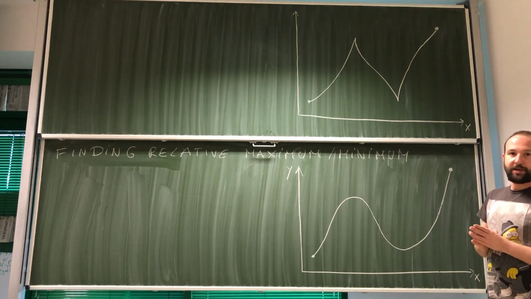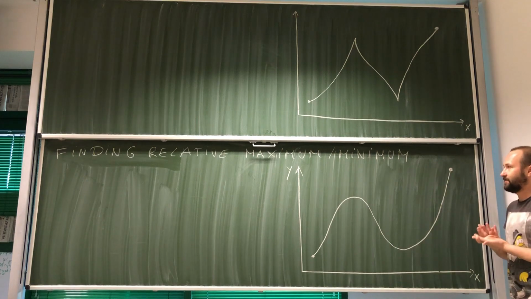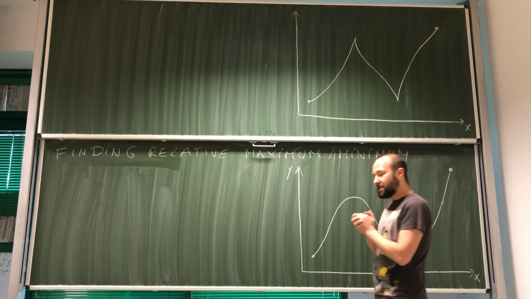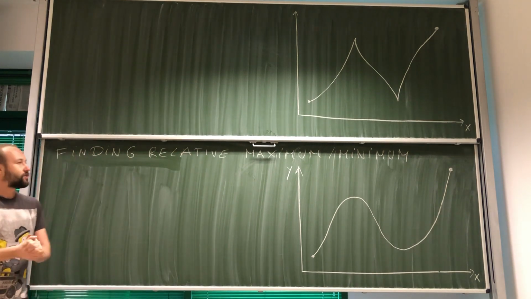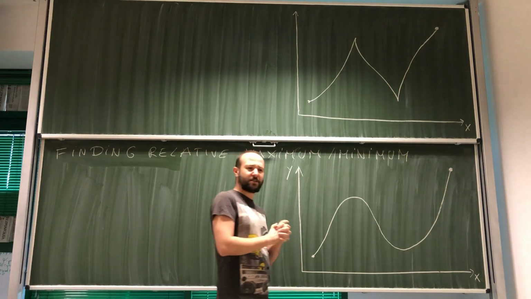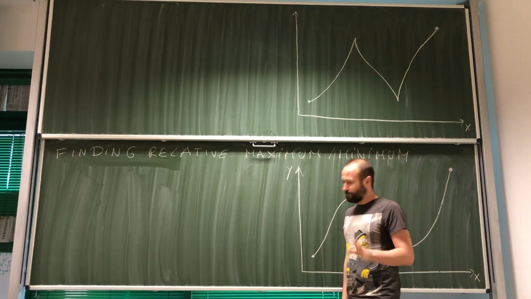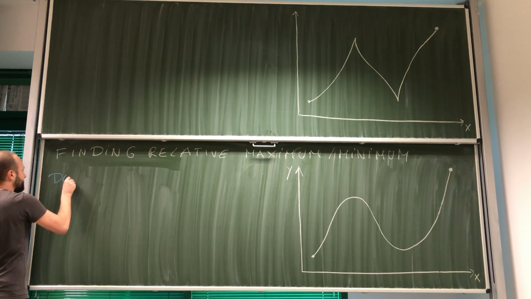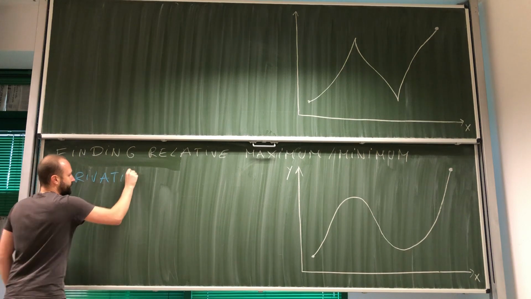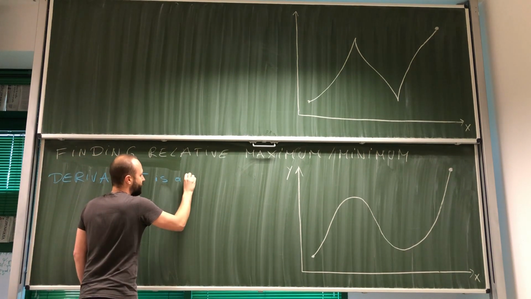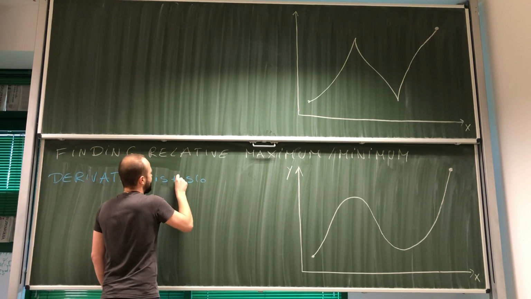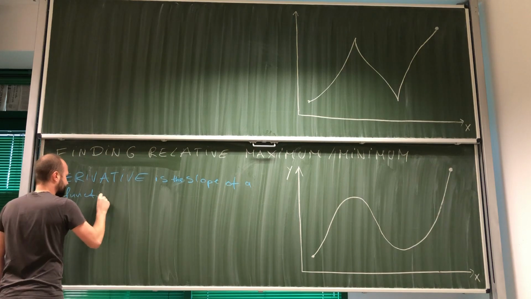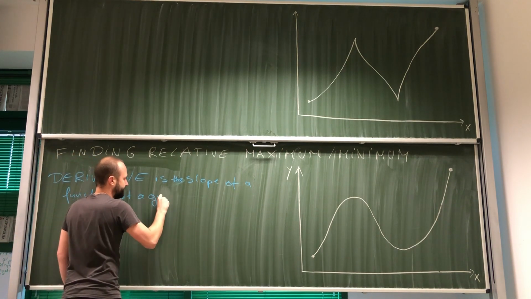Now, what we are going to do is learn how to use those derivatives to find the relative maximum or minimum of a function. In this context, we're going to resort to the specific interpretation of the derivative that we dealt with a couple of videos ago: the derivative is a slope, the slope of a function at a given point.